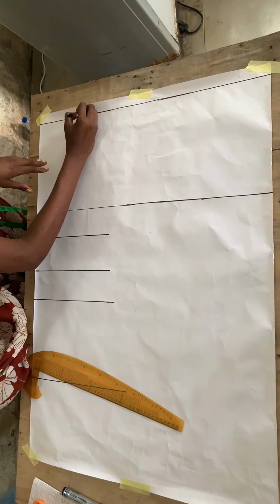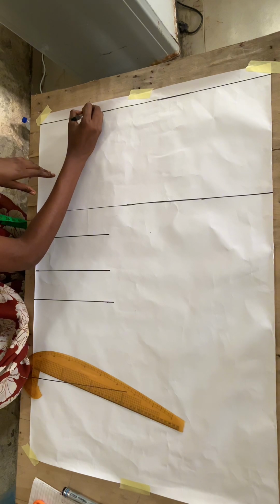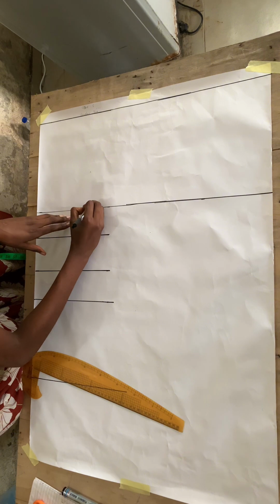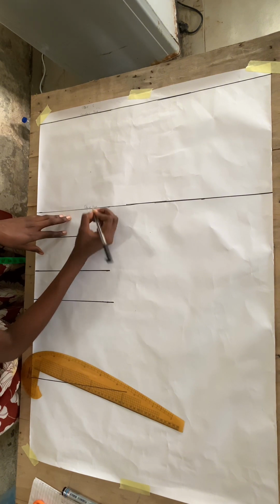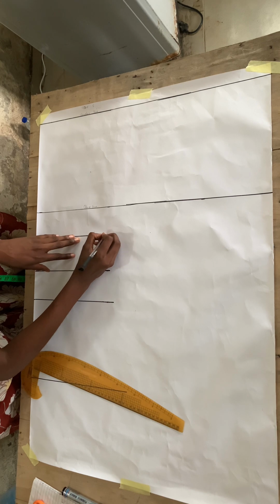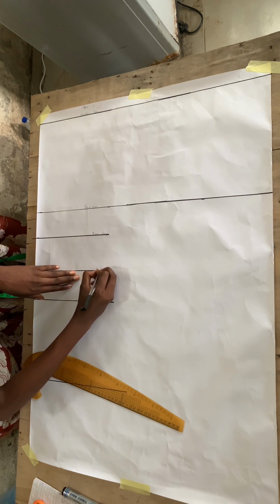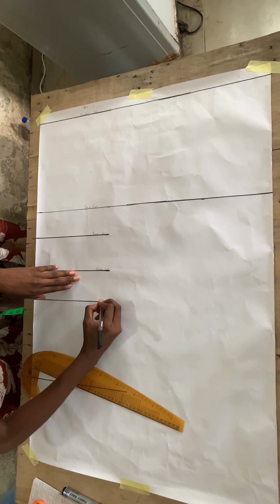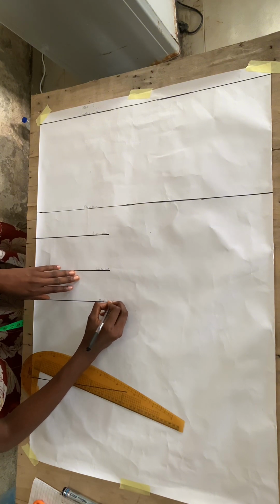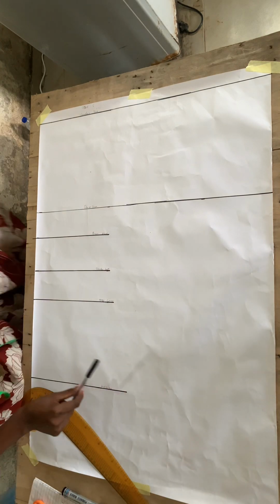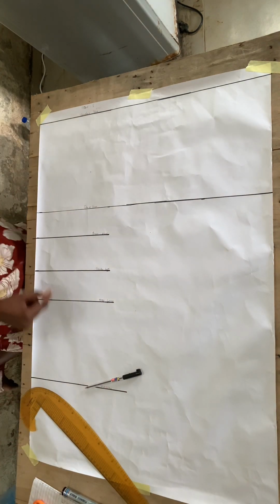So after we've connected our lines, you can now label them. So that's our chest line, our bust point line, our under bust line, our waistline, and the hip line. So on these lines you apply your horizontal measurements.